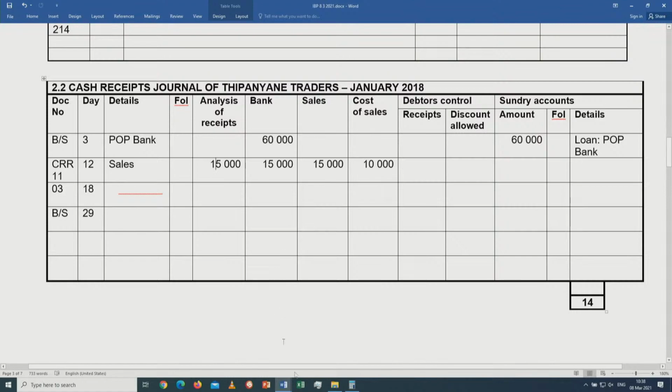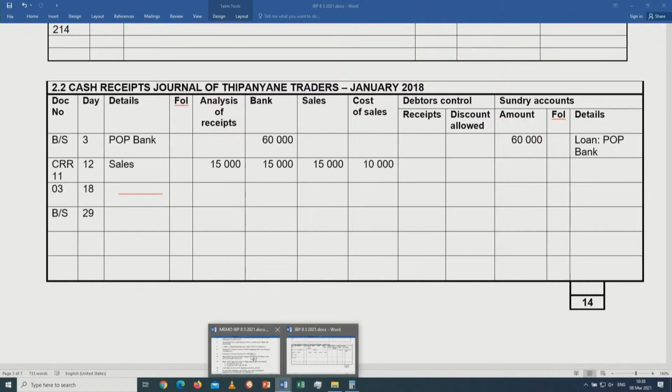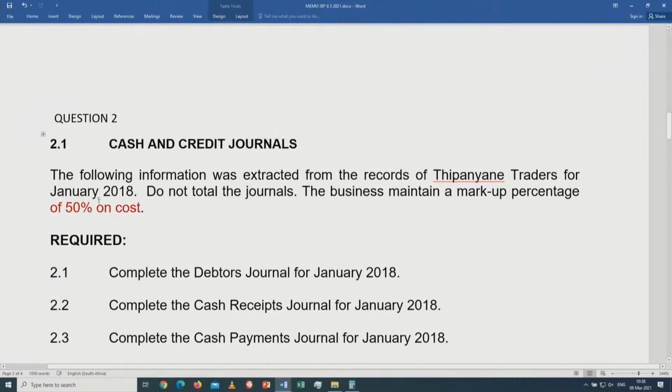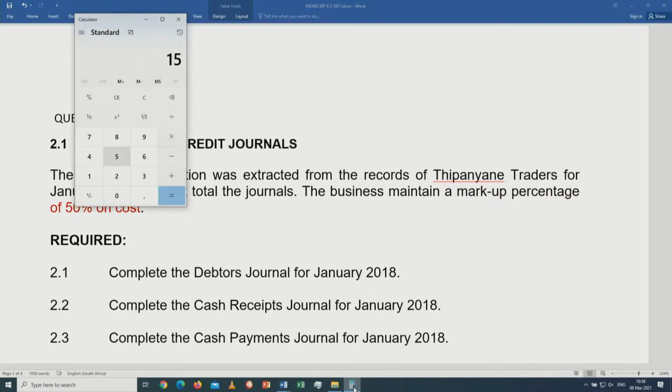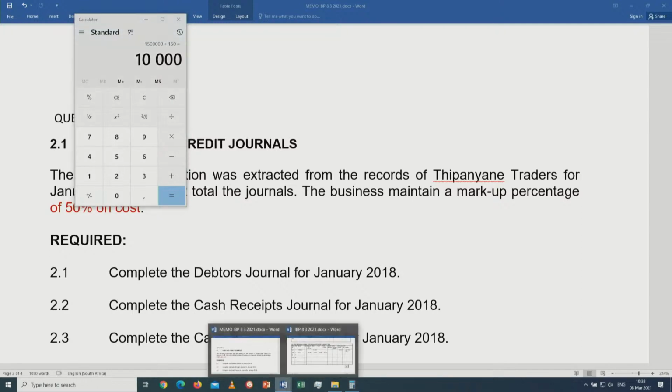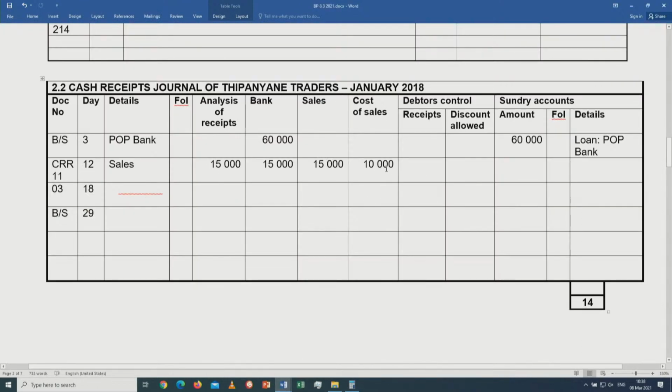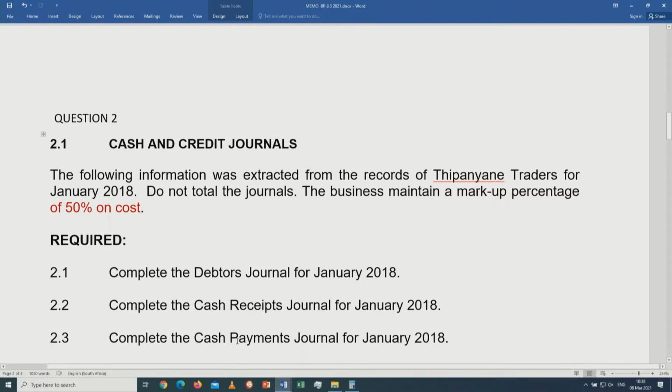Therefore, you need to calculate cost of sales. You go back to the information given. It says the markup percent is how much? 50%. Therefore, we are going to our calculators again. We are saying 15,000 for the stock, and then you multiply by 100, divide by 150, which is the markup that was given. Therefore, your cost of sales is how much? 10,000. Therefore, you go into your journal, you write cost of sales 10,000. All right. Then you move to the next transaction.